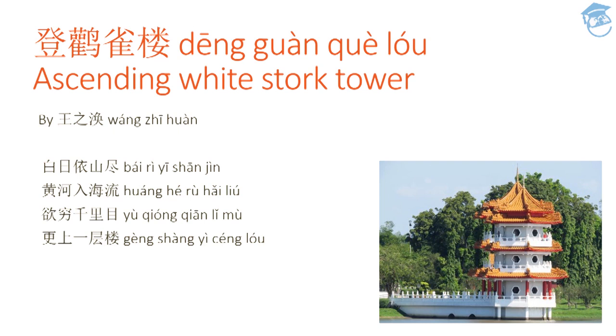And let's look at the tonal rule. Remember, the first and second tones are known as ping, and the third and fourth are known as zhe. So this one is the second tone, so it's known as ping, and this one, zhe, ping, ping, zhe. Okay, I've written it here. The next one, ping, ping, zhe, zhe, ping. Now you can see it has a symmetrical rule. If the first two words are zhe, then the second one is ping, and the rest is the same. So let's look at the next one. Zhe, ping, ping, zhe, zhe.